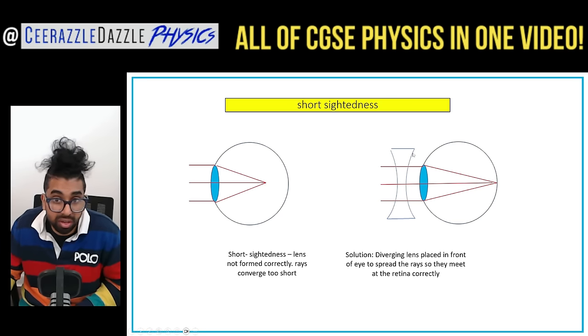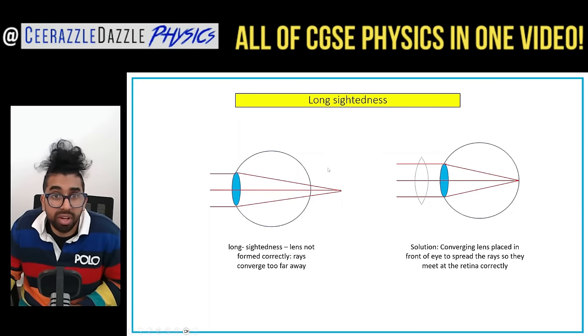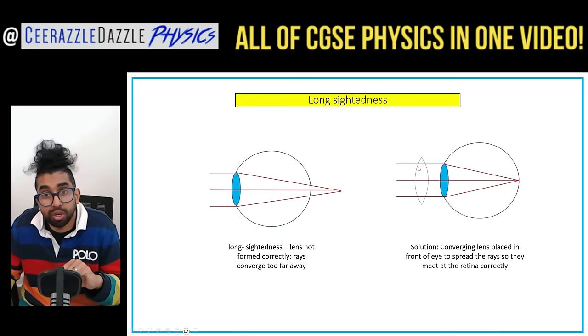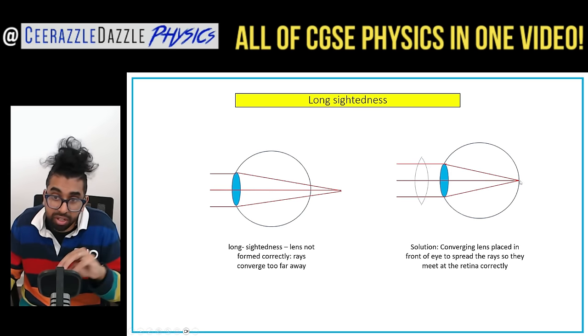You want to spread the rays of light. That will be a diverging lens. To diverge, it's going to spread it. Hence why you put a diverging lens in front of somebody who is short-sighted. The reverse, let's say if somebody is long-sighted, the rays of light will converge behind the retina. So you want to converge it earlier, so you place a converging lens in front of it. And hence you can see that the rays of light have been converged to the back of the retina over here.